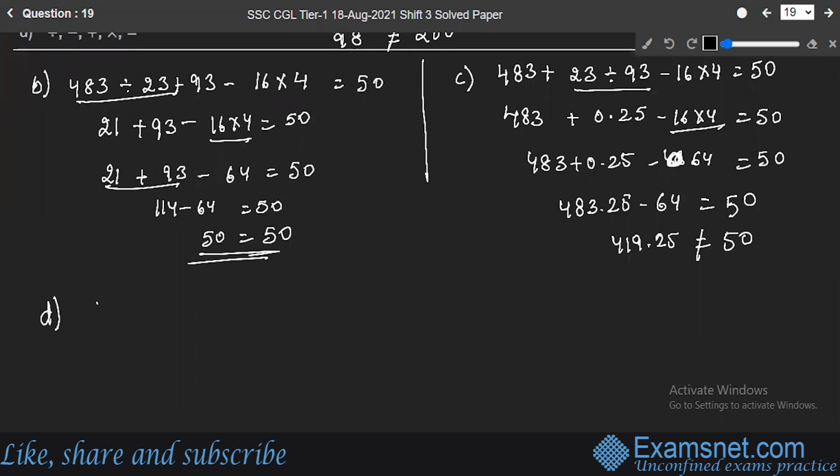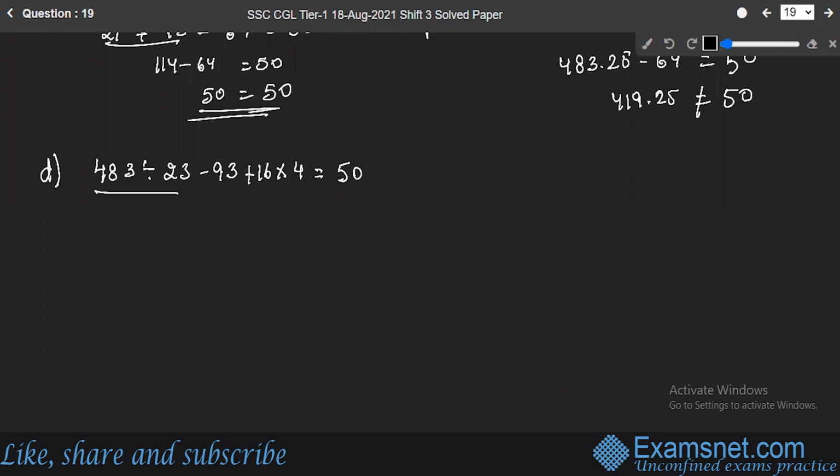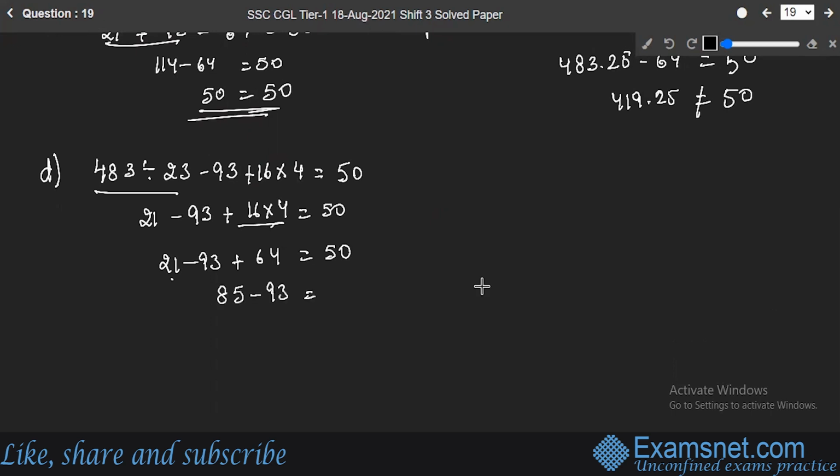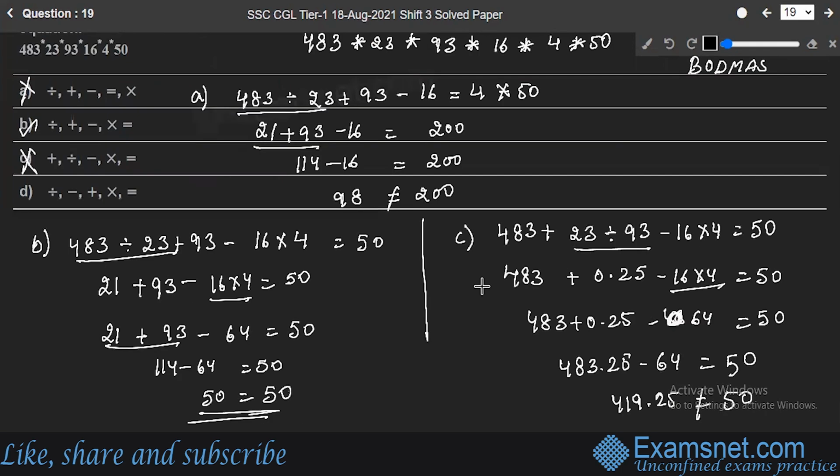After filling in this will be 483 divided by 23 minus 93 plus 16 multiplied by 4 should be equal to 50, right? So according to BODMAS, first of all, if you will divide them, you will get 21 minus 93 plus 16 multiplied by 4 should be equal to 50. Multiply them, 21 minus 93 plus 64 should be equal to 50. Now 21 plus 64 gives you 85 minus 93 should be equal to 50. Minus 8, of course, it's not equal to 50.